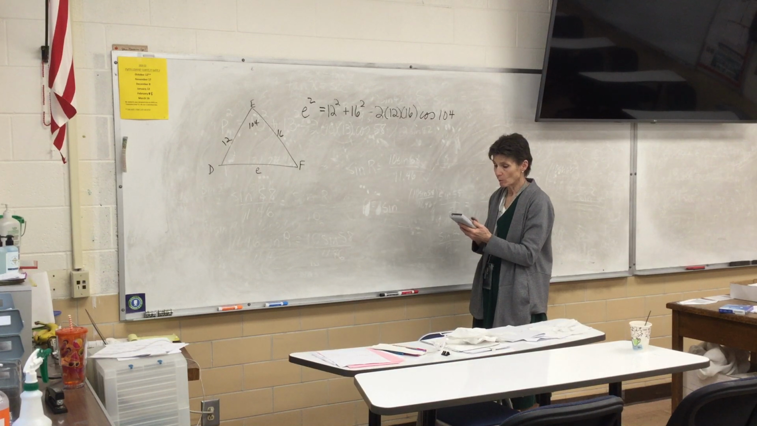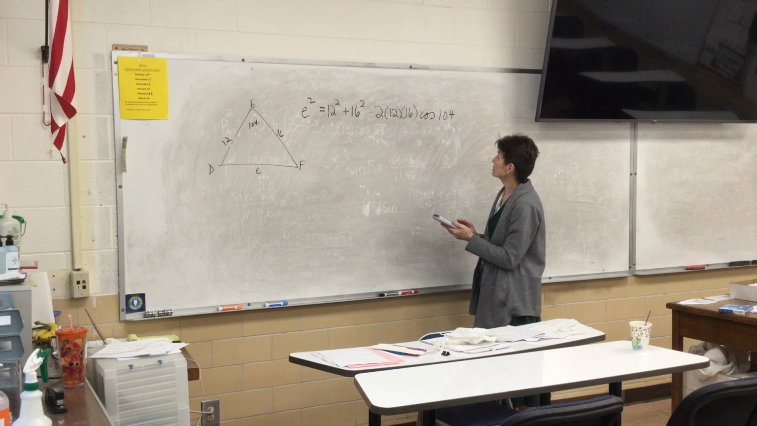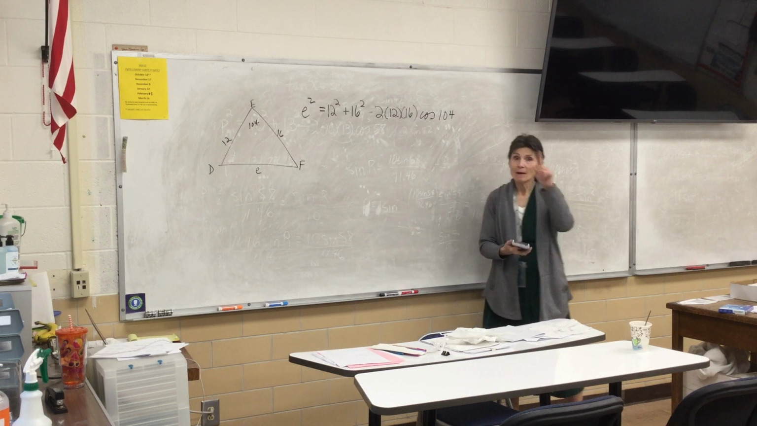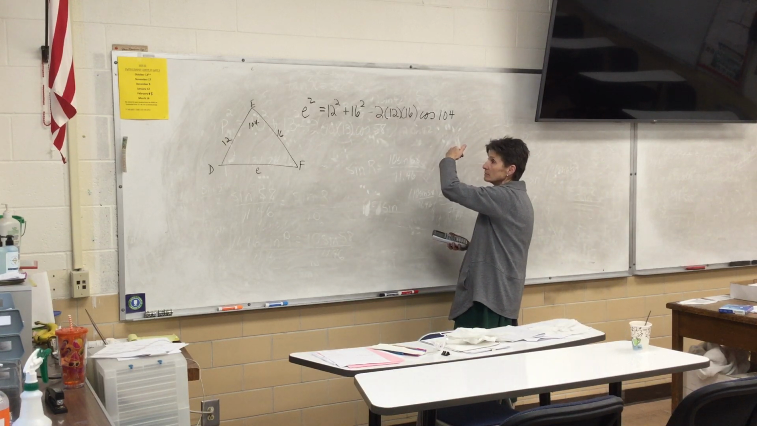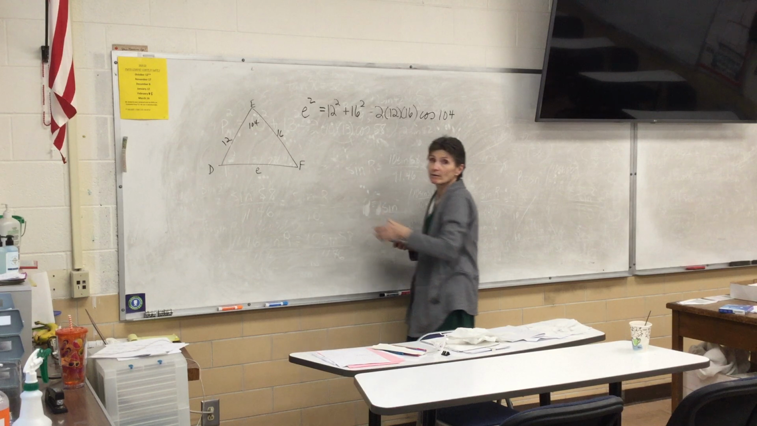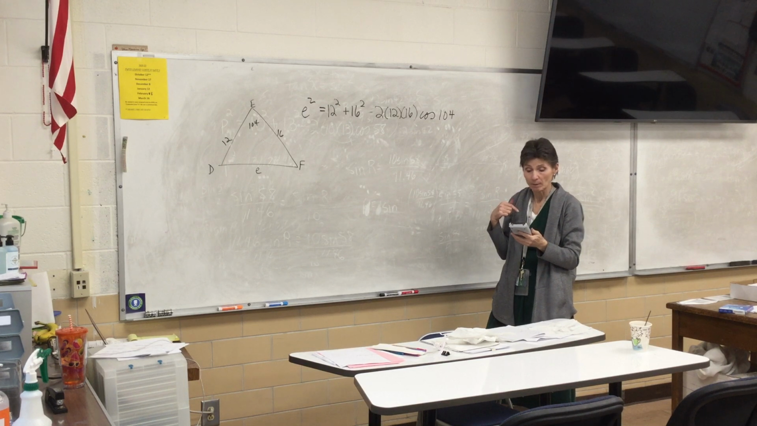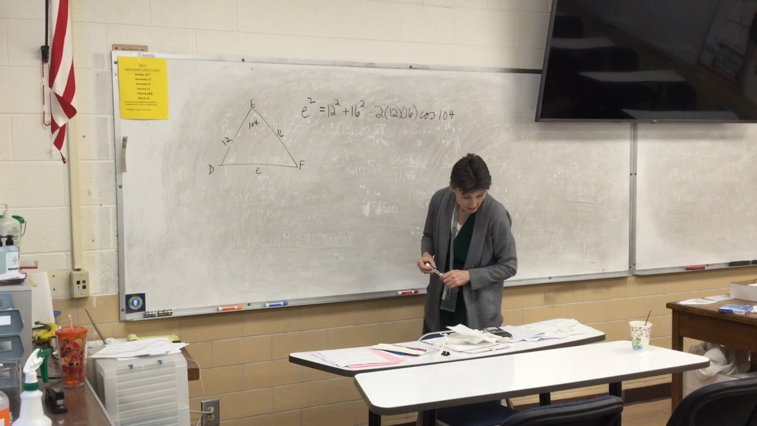So 12 squared plus 16 squared minus 2 times 12 times 16 times cosine 104 equals, but remember, all that, when you type all that in, is E squared. So you have to square root that. So take the square root of that number, and that gives you, hopefully, if I did it right, 22.20.